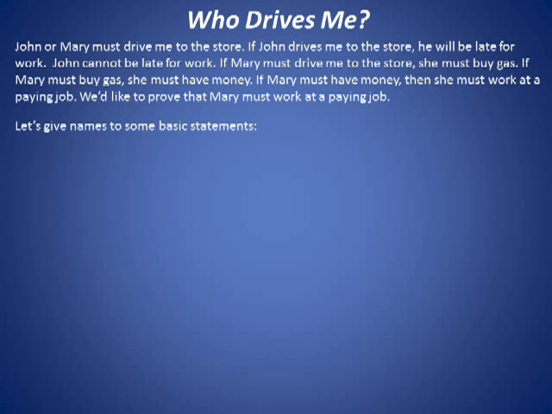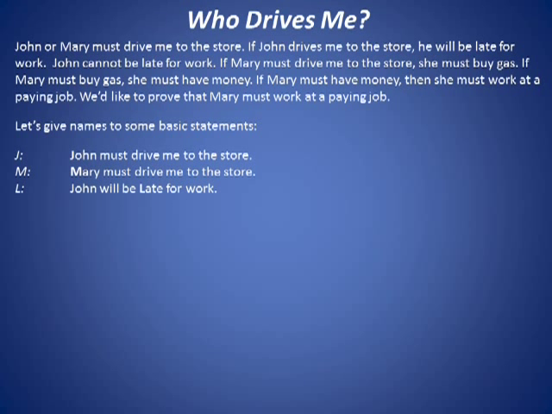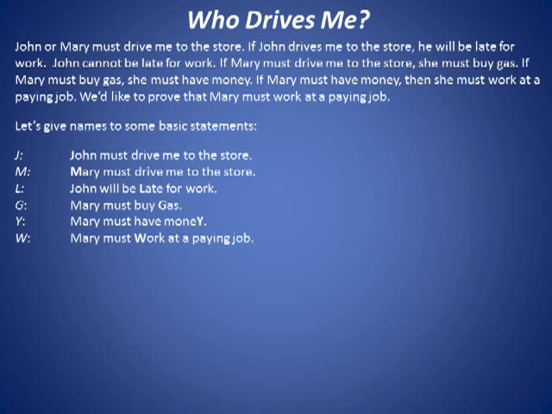We begin by assigning names to some basic statements. J represents John must drive me to the store. M represents Mary must drive me to the store. L represents John will be late for work. G represents Mary must buy gas. Y represents Mary must have money. And W represents Mary must work at a paying job.